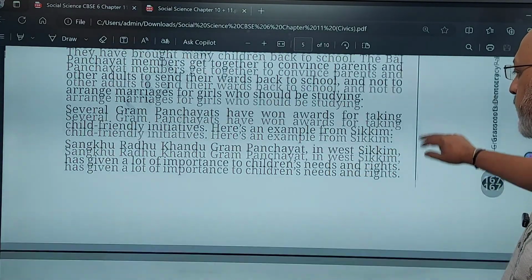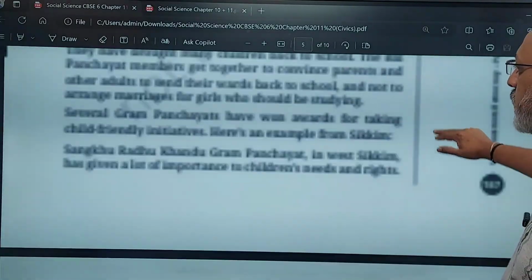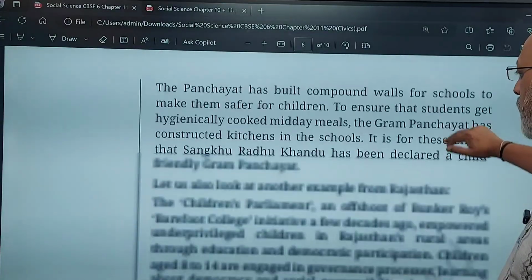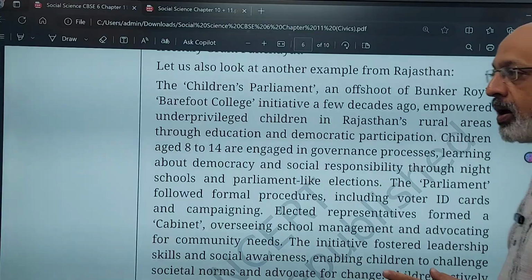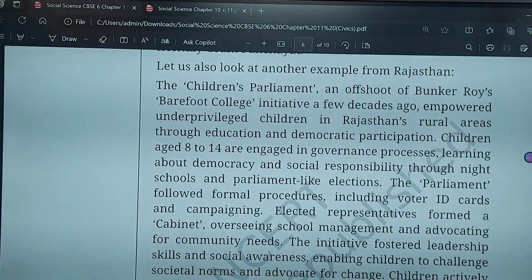Okay, here in West Sikkim. Okay, now let's also. I hope I have not missed out anything. Yeah. Okay. Let's look at another example from Rajasthan. The Children's Parliament, that is, the children's sansad. It is an offshoot of Bunker Roy. Now, Bunker Roy was a renowned person who started this Barefoot College initiative a few decades ago.